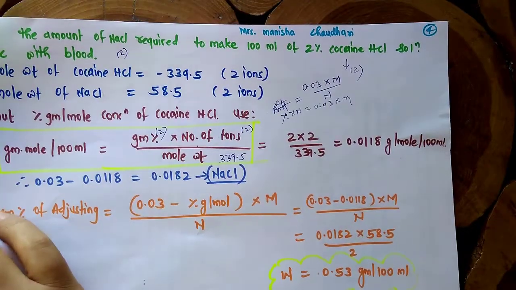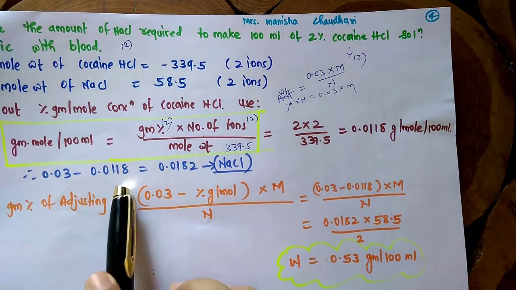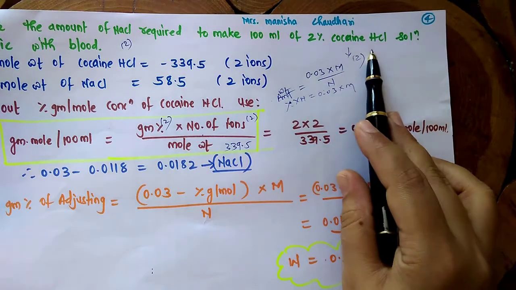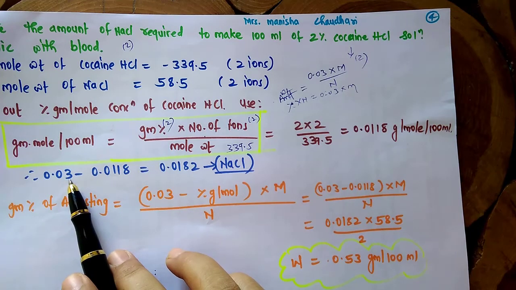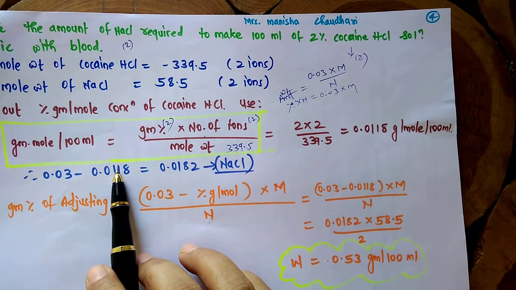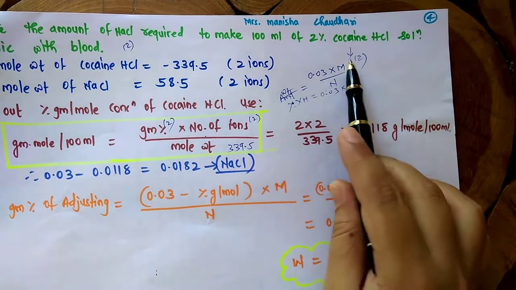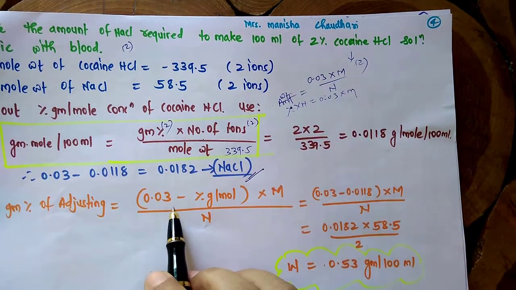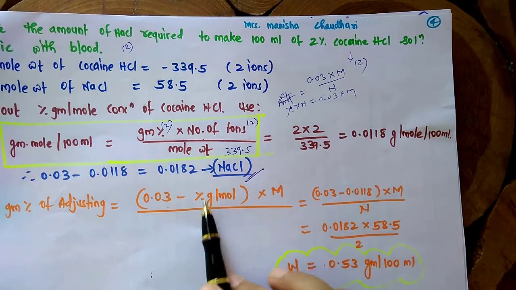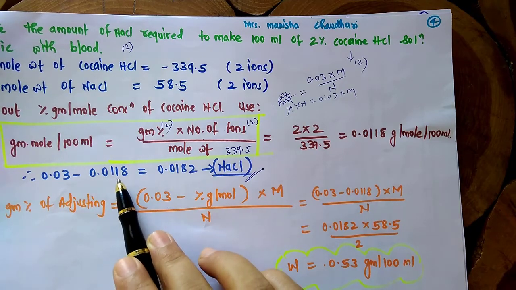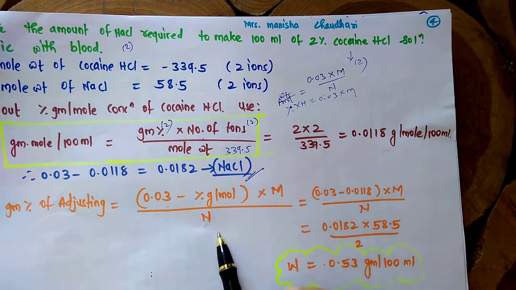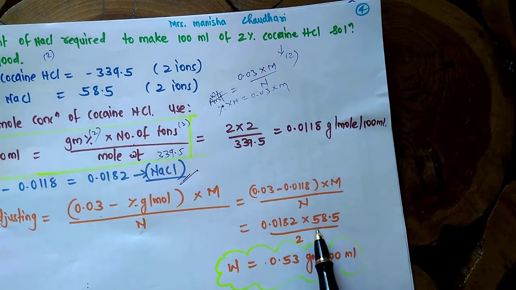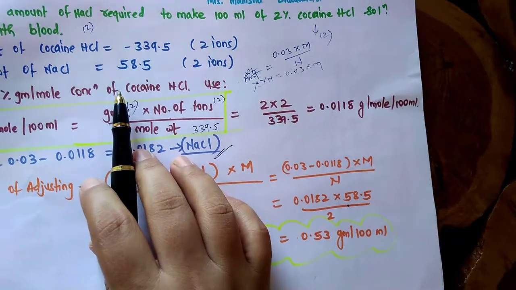Now what do we have to do with this? We have to subtract it from 0.03. Why? Because NaCl is the adjusting substance and cocaine is the drug. 0.03 was the total, so from the total we have to subtract one. So for cocaine we have found it out, its concentration strength was given. So it is 0.018 for NaCl. So what was the formula? 0.03 minus this percentage, this one 0.018 which was of cocaine, into M divided by N. So 0.03 minus the drug will give you this answer, 0.0182, into molecular weight 58.5 for NaCl.